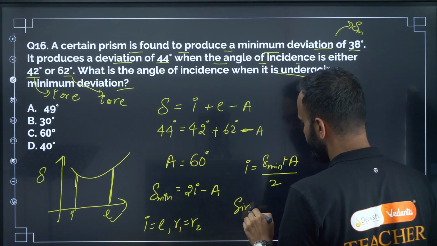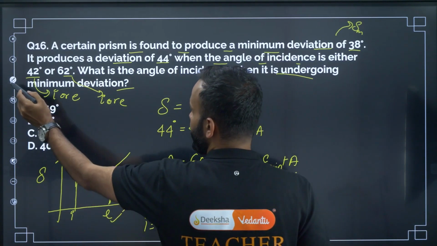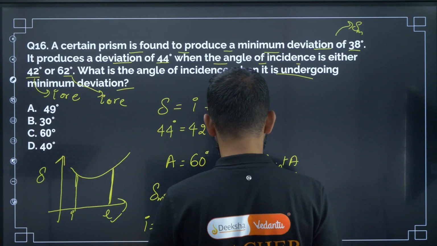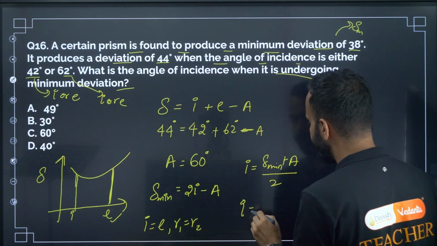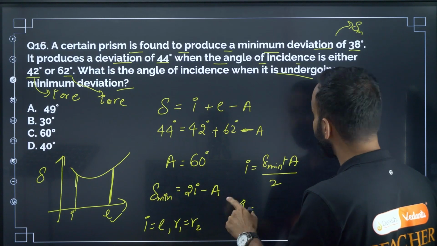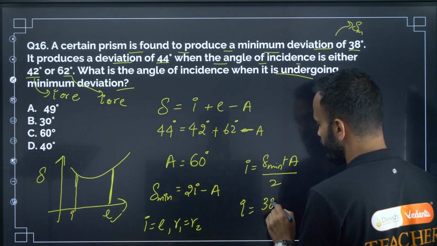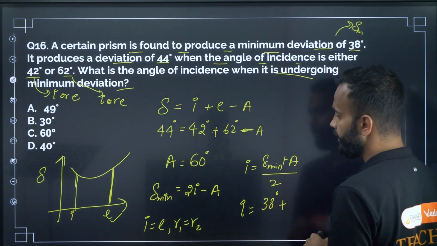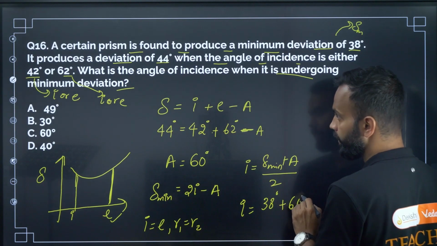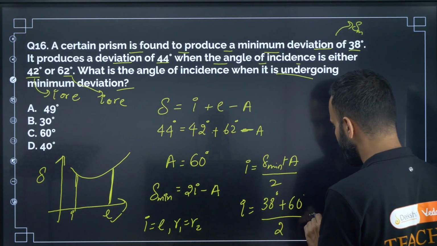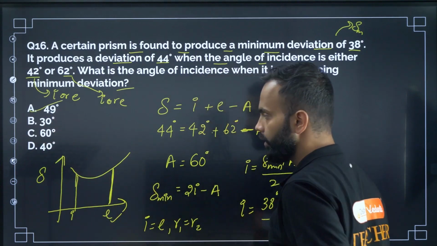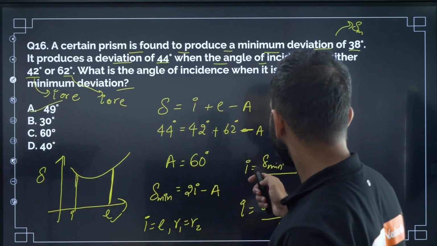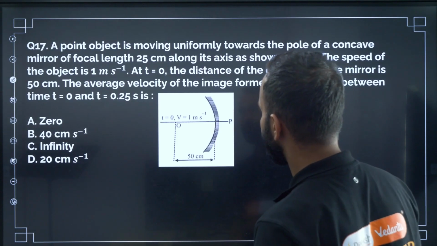So here this will be i equal to delta minimum. Here the delta minimum is 38 degree, plus A is 60 degree, divided by 2. Now solve this, you will get 49 degree. So the correct option is A. Okay, next question, question number 17.